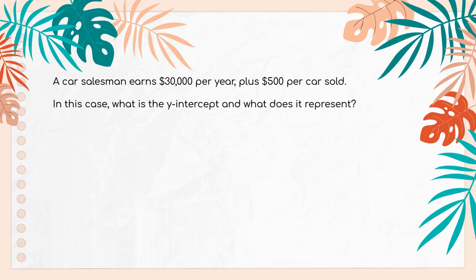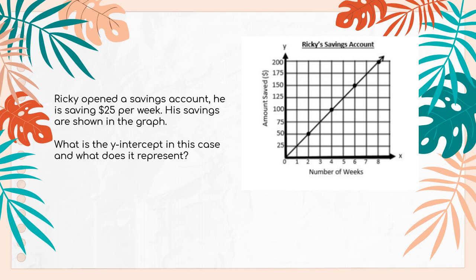A car salesman earns $30,000 per year plus $500 per car sold. In this case, what is the y-intercept and what does it represent? So if we're looking at how much a salesperson makes per year, right up front, they're making $30,000. So $30,000 is going to be our y-intercept and that represents the amount that the car salesman would earn if they sell no cars.